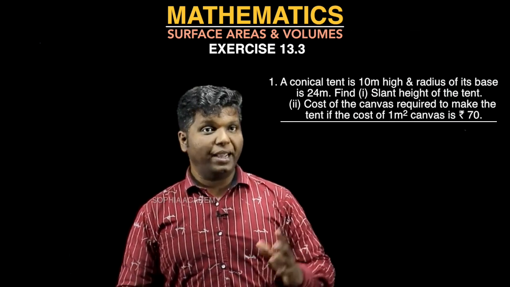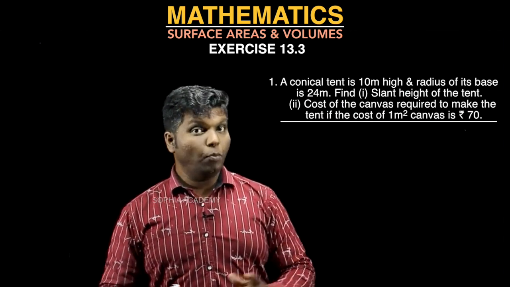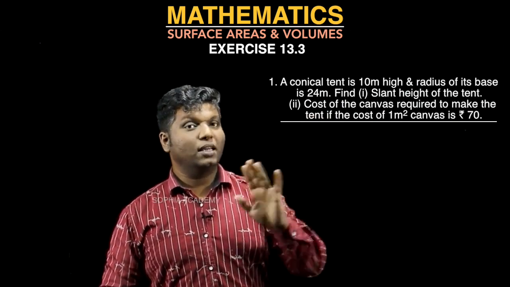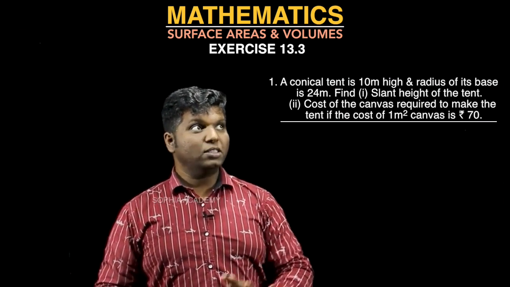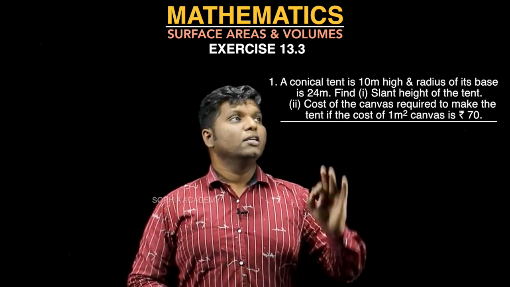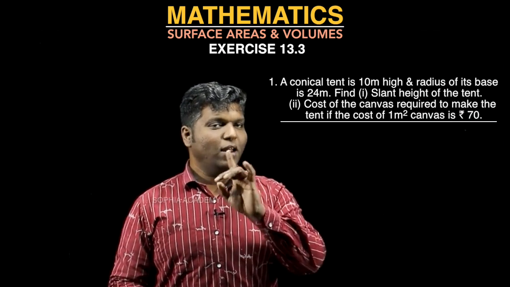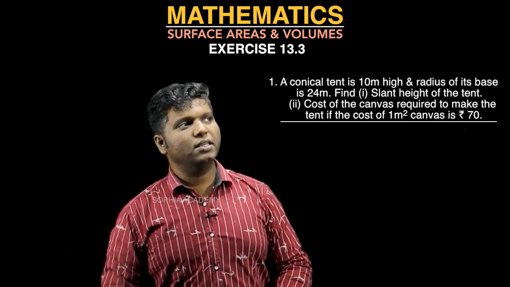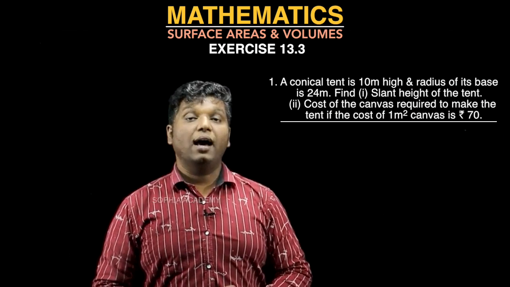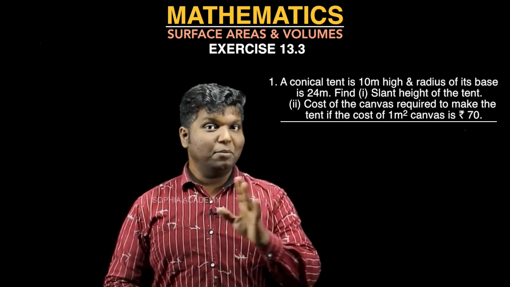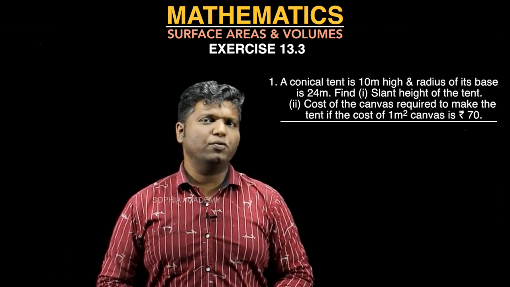Then what else is given? The radius of its base is given, it is 24 meter. Both of them are in meter, so nothing to deal with there. Both are given in the same unit, so no worries about that, it's over. Now the first question is about the slant height l. I just told you, in some cases l may not be given and you have to find it. So tell me how to find l.